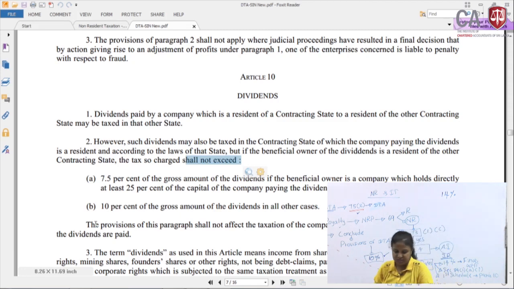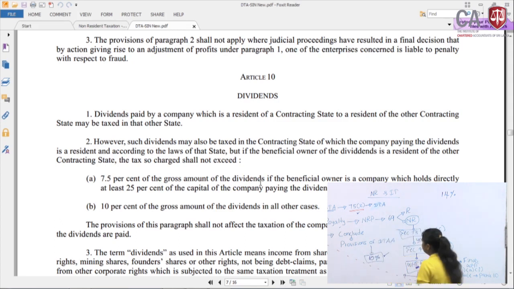Now, when it comes to the double taxation treaty, it shall not exceed 7.5% of the gross amount of the dividends if the beneficial owner is a company which holds directly at least 25% of the equity of the company paying the dividend. If the Sri Lankan company has paid the dividend to the Singapore company, and that Singapore company holds shares in the Sri Lankan company directly at least 25% of the capital, then that dividend income shall be taxed at the rate of 7.5%.